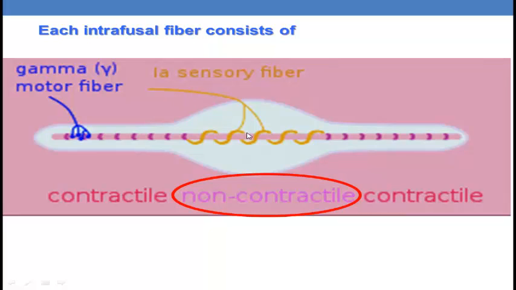But the peripheral contractile parts are not contractile autonomously. They have to receive the order from the spinal cord through gamma motor neurons. So, contraction of the peripheral contractile parts of intrafusal muscle fibers occurs under the effect of gamma motor fibers.